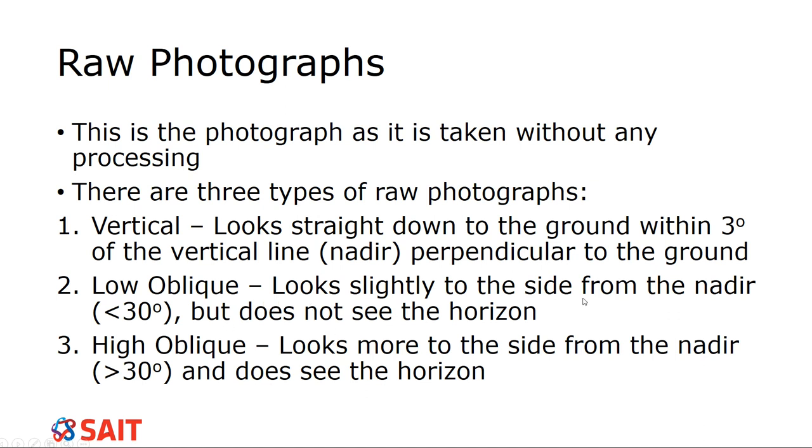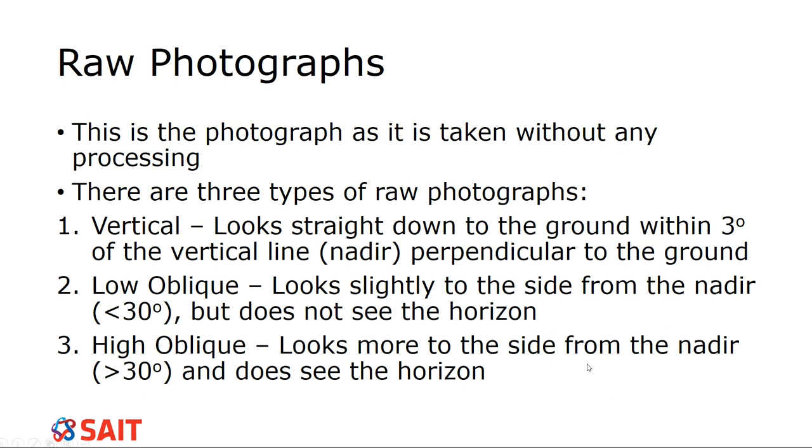There's also low oblique. Low oblique looks slightly to the side, but it doesn't see the horizon. These are really good for trying to see sides of buildings. Some drones do this. If they fly high enough and point a little bit to the side, they can see sides of buildings, or the sides of a bridge or something along those lines. So it's still looking down, but not totally straight down, and not totally looking straight out to the side.